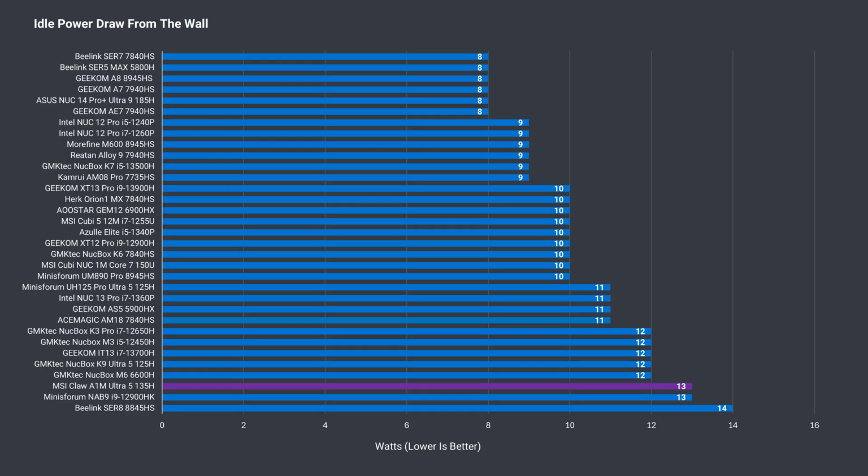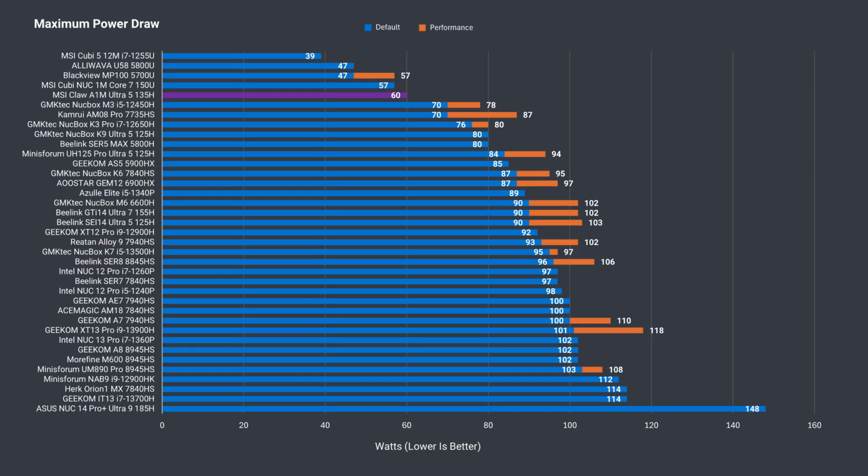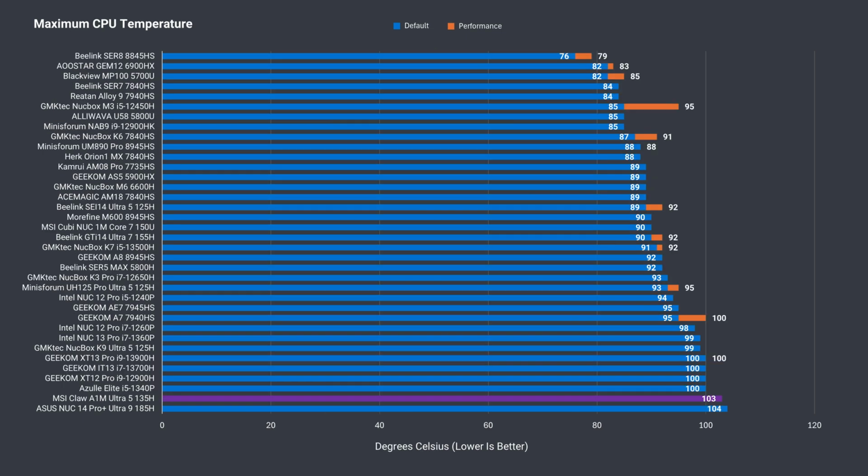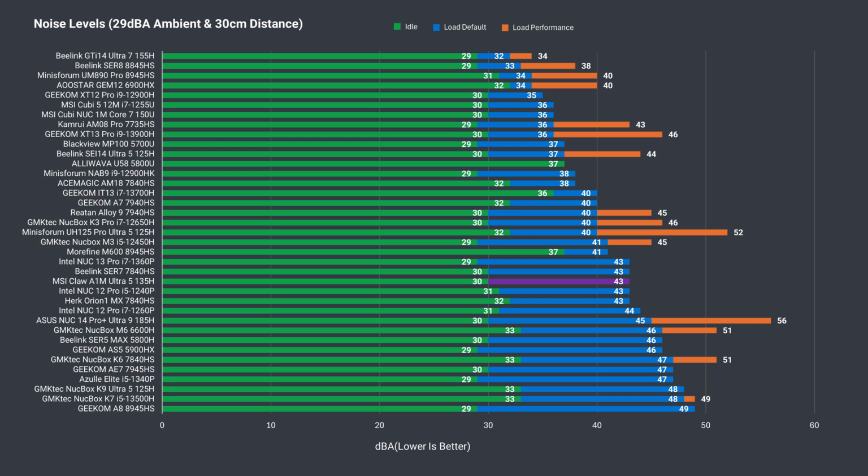Idle power draw on the Claw is higher than your average mini PC. And yes, I tested with the screen and RGB off with the battery at 100%. At 60 watts maximum power draw, it falls into the U series category and much less than most mini PCs. Still, even with the lower power draw, the CPU maxed out at 103°C when put under a full core load for 30 minutes, which is obviously not a great result. Fan noise is slightly higher than the average mini PC when pushed. Overall though, it wasn't too bad.